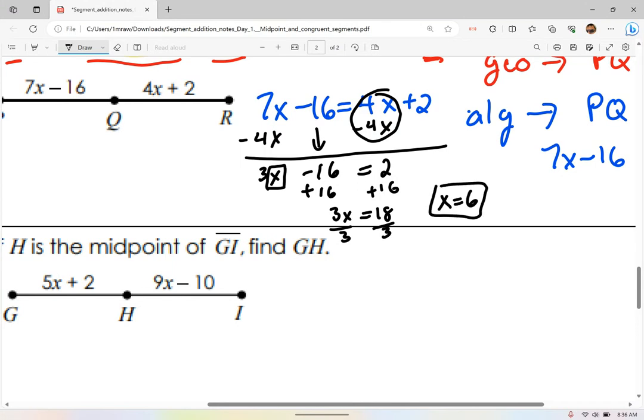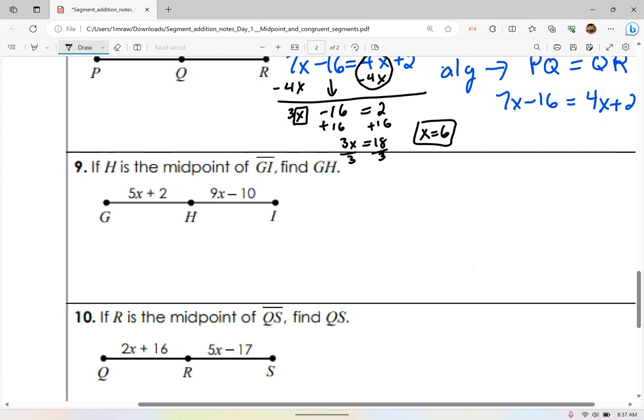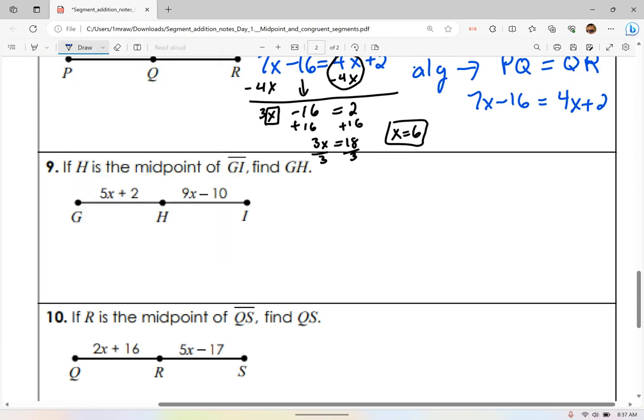All right, so we have this value for x, and if we needed to find the whole segment, we could plug it back in. Okay, so that's just a quick example. All right, we got two more we're going to hit up. Okay, so again, remember the geometry. H is the midpoint of GI. So by definition, that means that GH is congruent to HI.